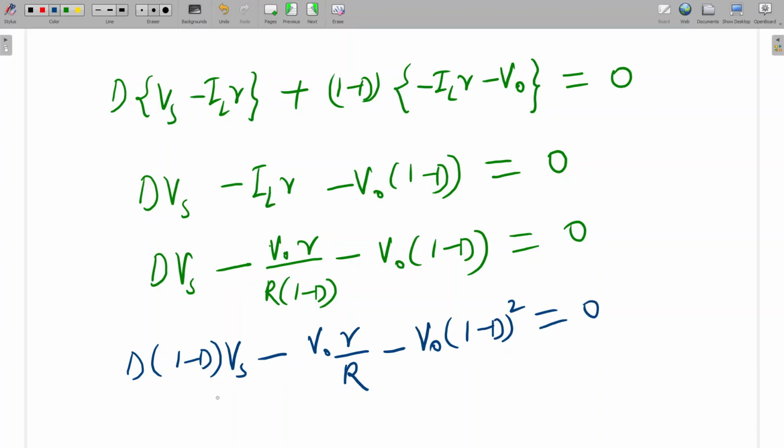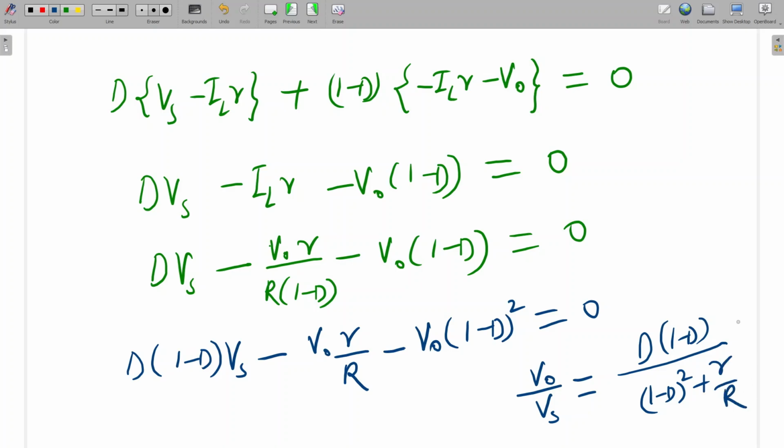So I'm going to write the final equation from here. V naught common will be (R by R plus (1 minus D) square). So V naught by Vs we can write as D into 1 minus D divided by (1 minus D) square plus r by R. So this will be the gain value of the buck boost converter. Is it clear?